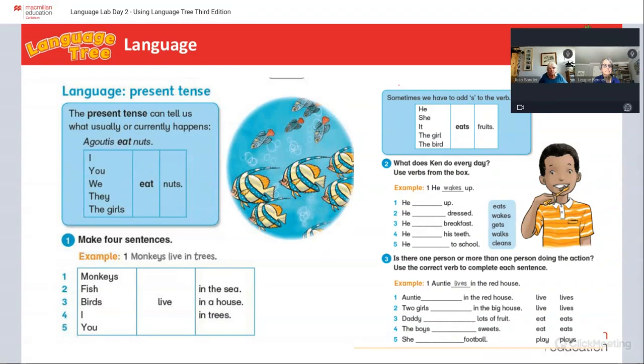Again, in exercise 2, the students are not having to do any transformation. They're just writing it down. By the time we move to exercise 3, that's moved up to a different level of thinking, because they now have to think: do you use live or lives for Auntie in the red house? Equally, for 2 girls, are you going to use live or lives in the big house? So we have a progression in grammar exercises from just repetition into using the language more independently. Can we move on from that?